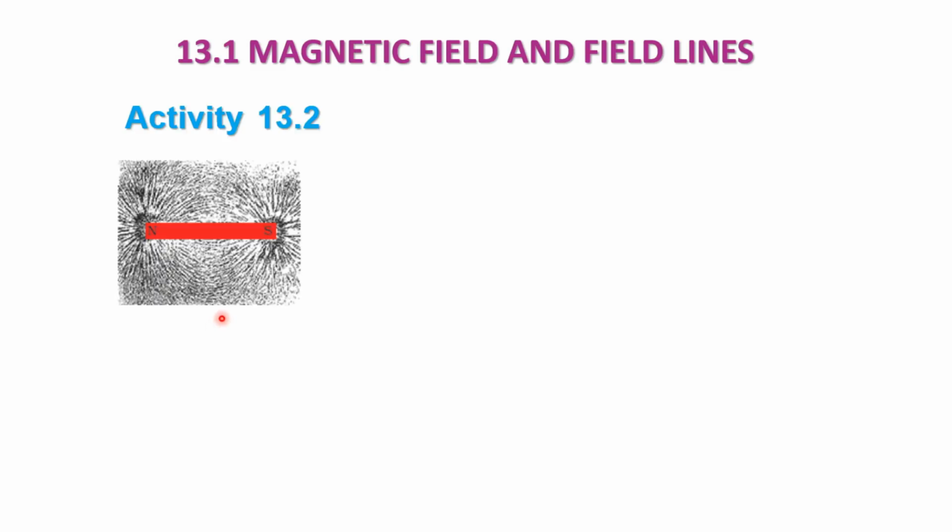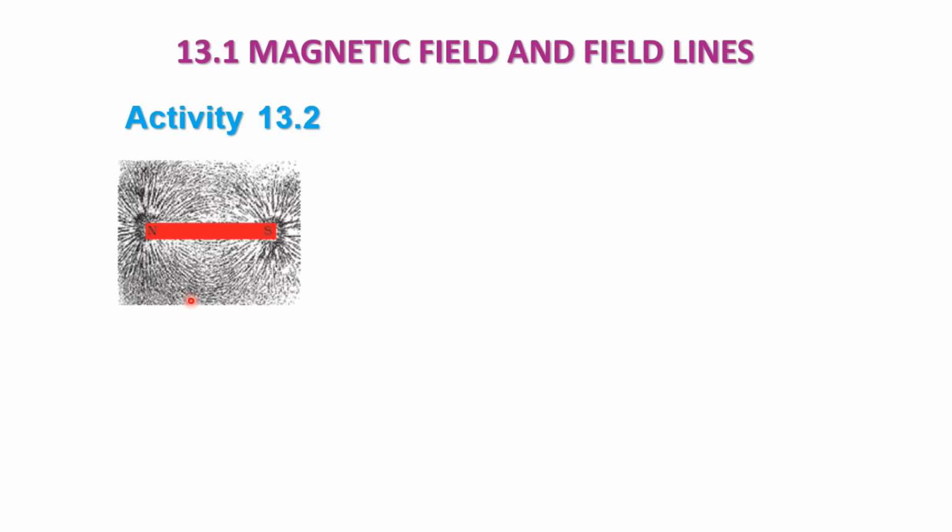Let us perform activity 13.2. Fix a sheet of white paper on a drawing board using some adhesive material. So we have to stick a white paper on a drawing board. Then place a bar magnet at the center. Sprinkle iron filings over it. Now, this sprinkling you will be doing with the help of a salt sprinkler. Then tap the board gently. You will find that the iron filings will get arranged themselves in a pattern.